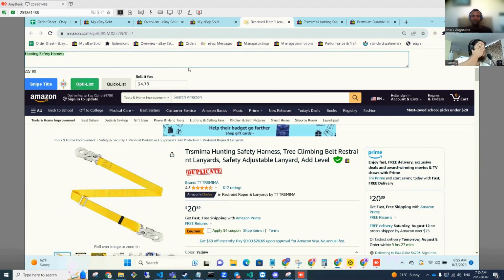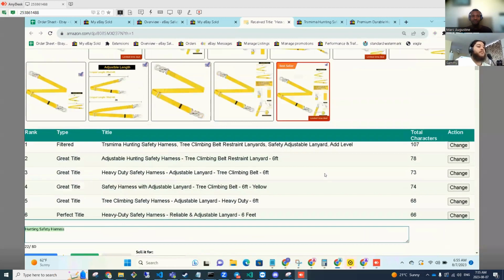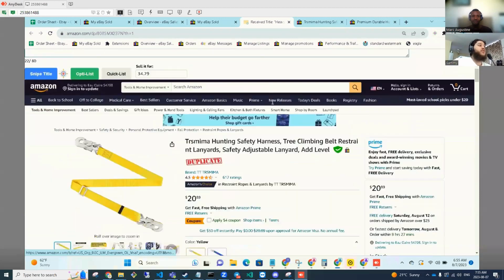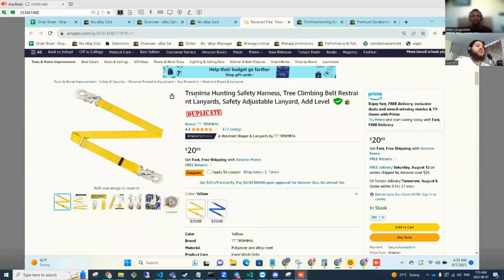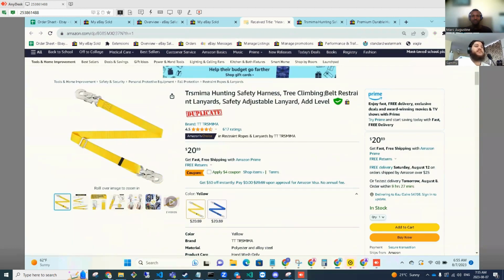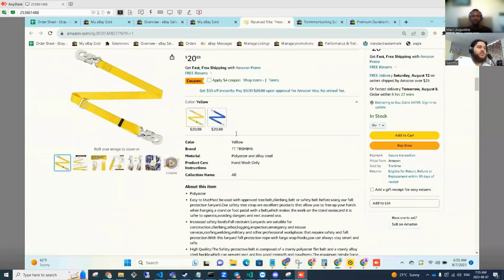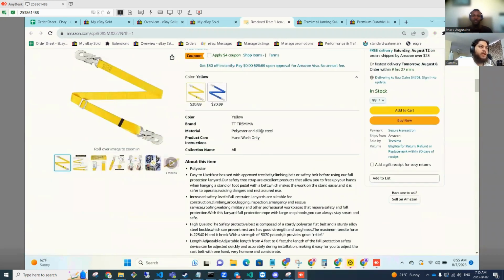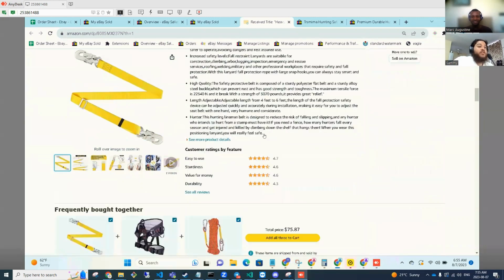I don't do this, by the way, because I don't need to. If you look over here, we have so many titles. But the first thing I would do is find words that show luxury, like hunting safety harness, tree climbing belt, restraint lanyard, safety lanyard. This one doesn't look good. I wouldn't even try. And it's hard.